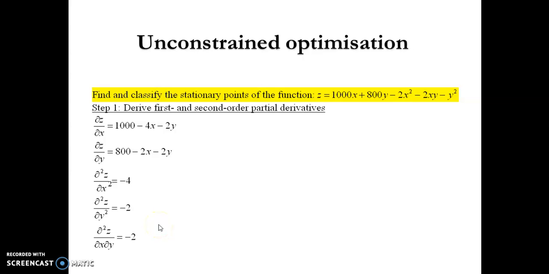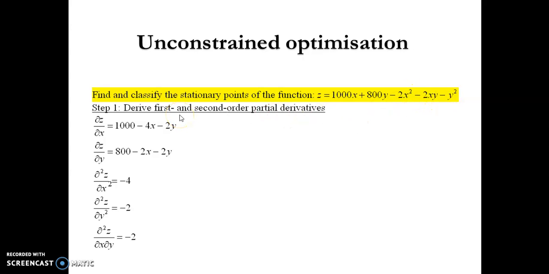We are continuing part 3 of the slides, and here we are doing an example of unconstrained optimization, and you are told to find and classify the stationary points of the function z is equal to 1000x plus 800y minus 2x squared minus 2xy minus y squared.